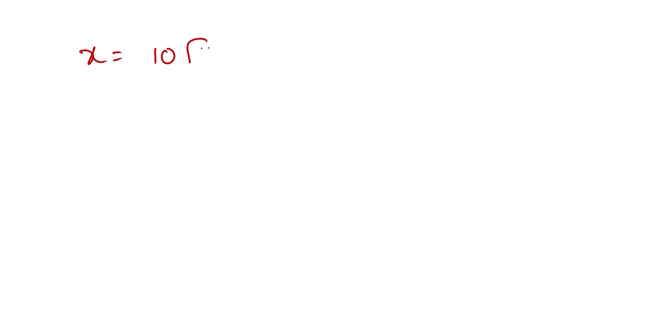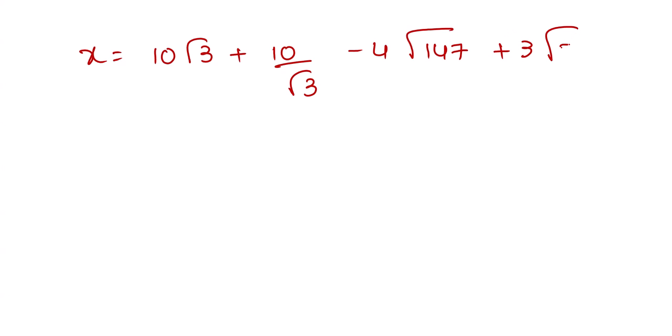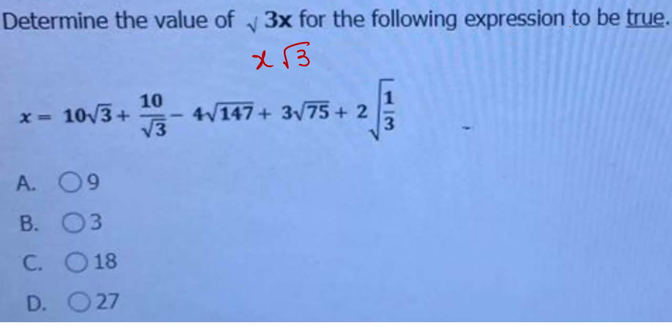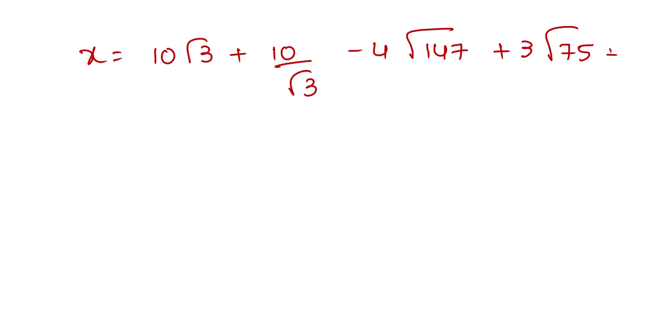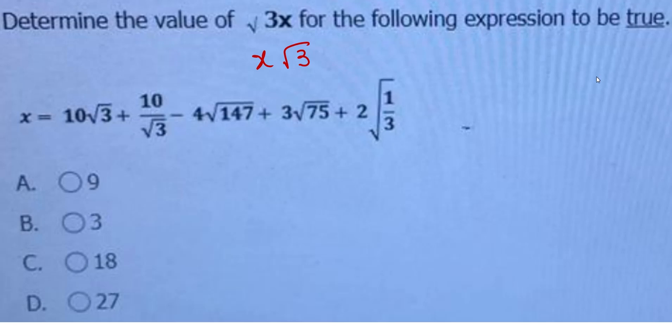So first thing, 10 root 3. This is simplification. Plus 10 divided by root 3. Such concept simplification, but don't worry, it's an easy way to handle, no issues. It's not complicated like TCS. This can be done easily. 3 root 75 plus 2, 2 into or square root of it is, I think this is 2 into square root of 1 by root 3, it seems.